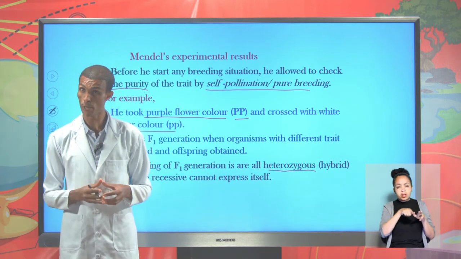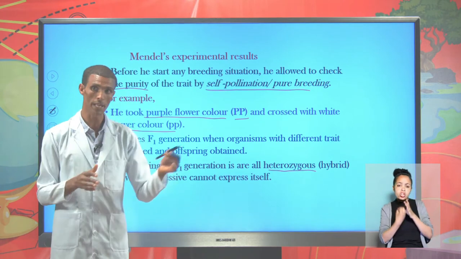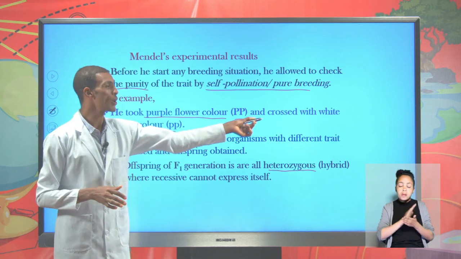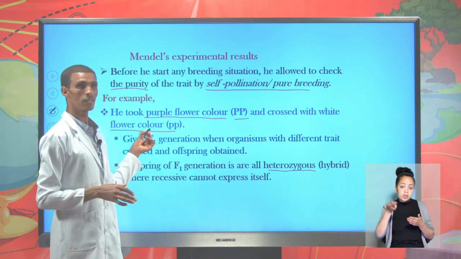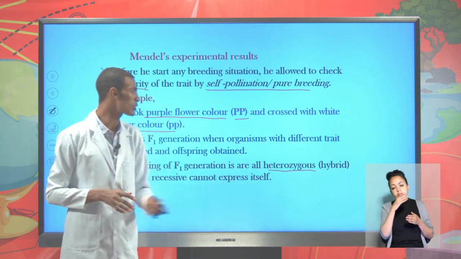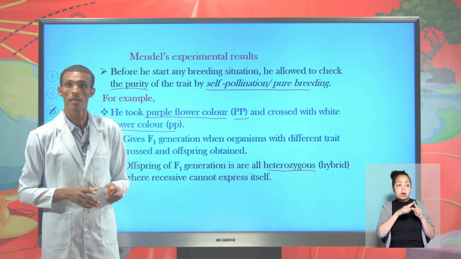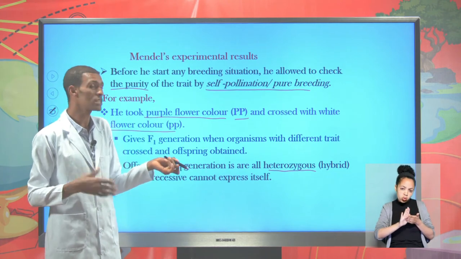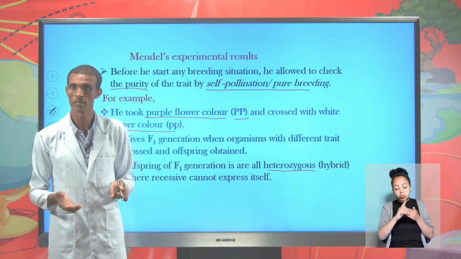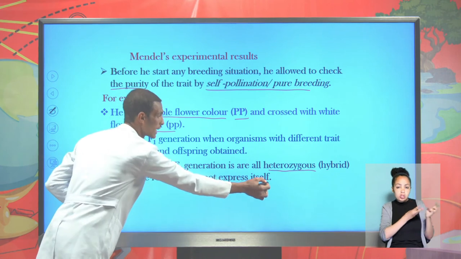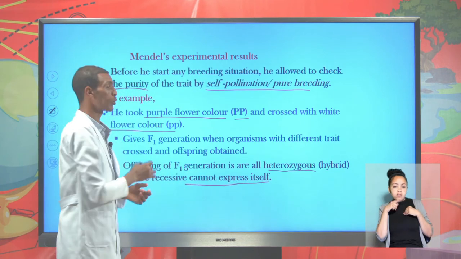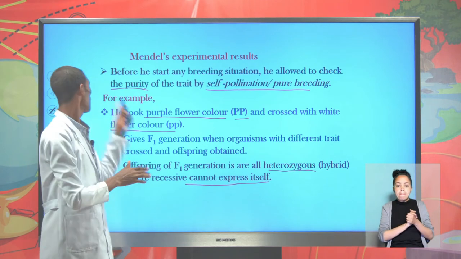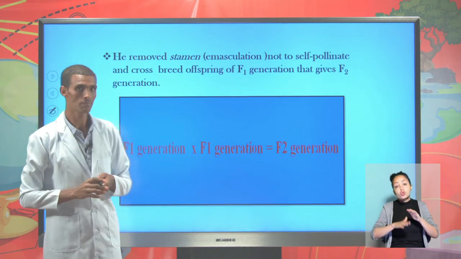As a result of self-pollination, offspring were obtained. He crossed pure purple flower with pure white flower, but obtained heterozygous or hybrid. He wanted to understand whether the character is pure or not, but it is not pure; it is hybrid. In this case, the recessive character, the one we call white, cannot be expressed here. So he continued to the next procedure.